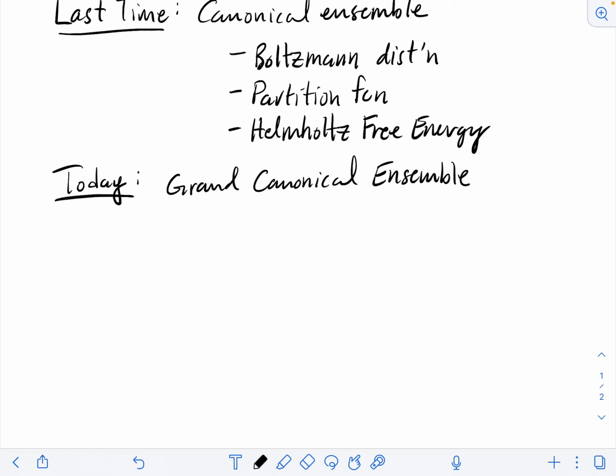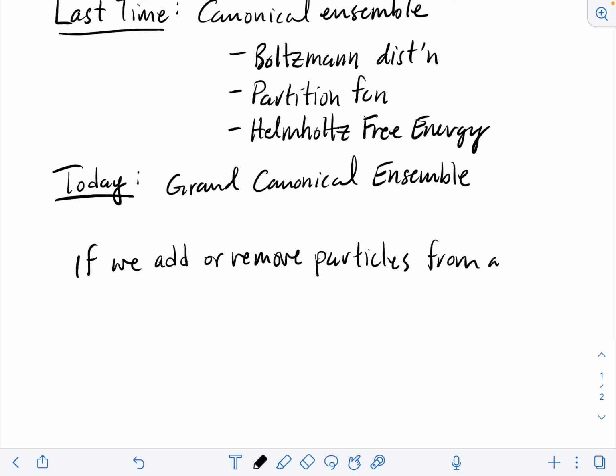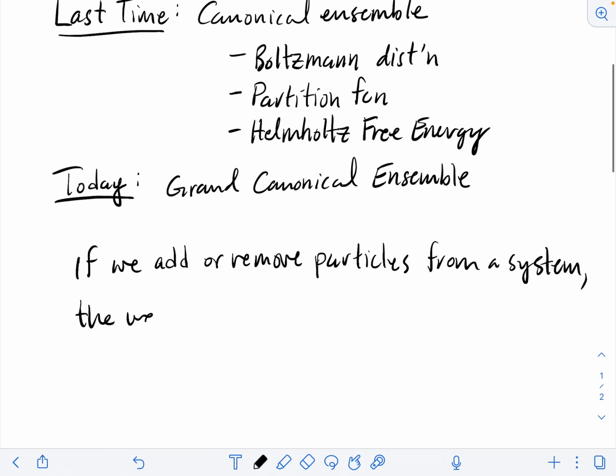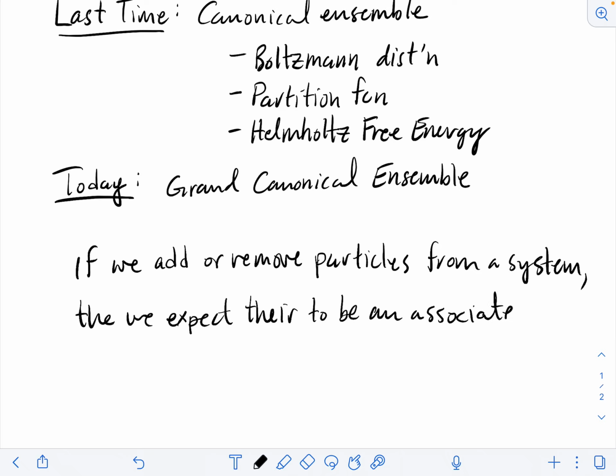the chemical potential. So if we add or remove particles from a system, then we expect there to be an associated change in the internal energy of the system.